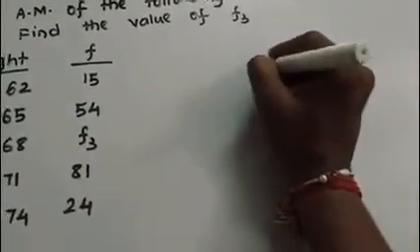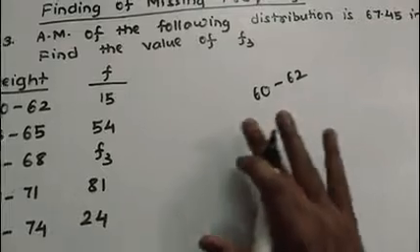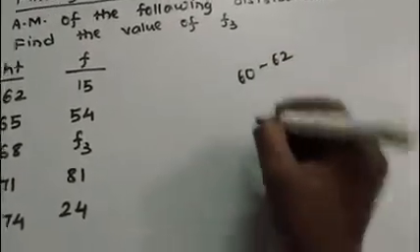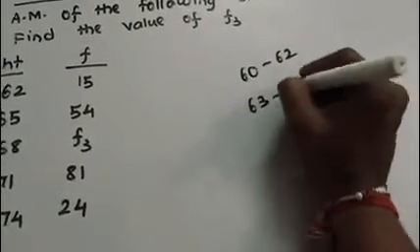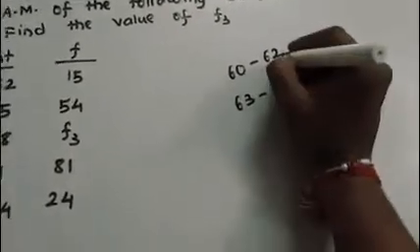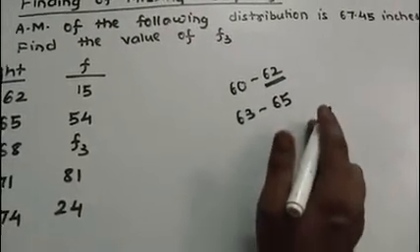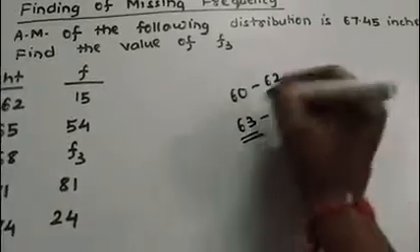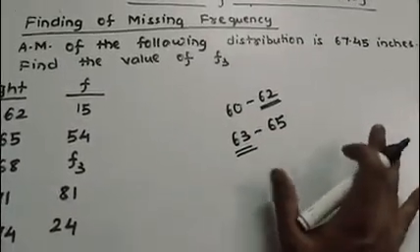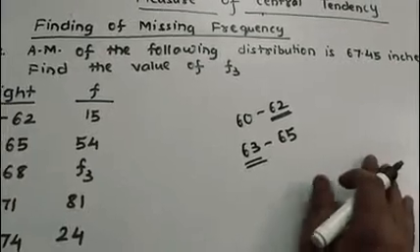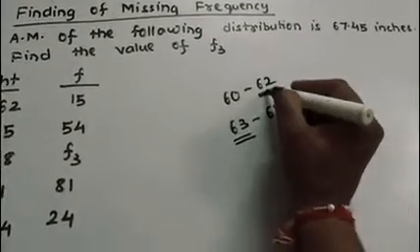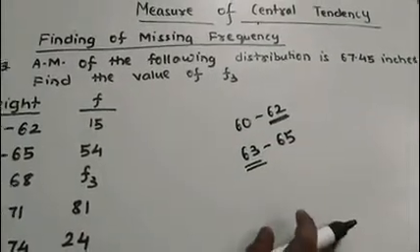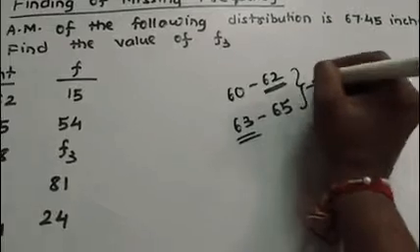Class interval, this is just for the knowledge part. Nothing regarding the question, just for knowledge. 60 to 62. Next one, 63 to 65. So here what we can see is that the upper limit of the previous one and the lower limit here, 63, these two are not the same. And not the same means this comes under the category of discontinuous data. So whenever you find that the upper limit and the lower limit of the next one are not the same, that comes into discontinuous data.